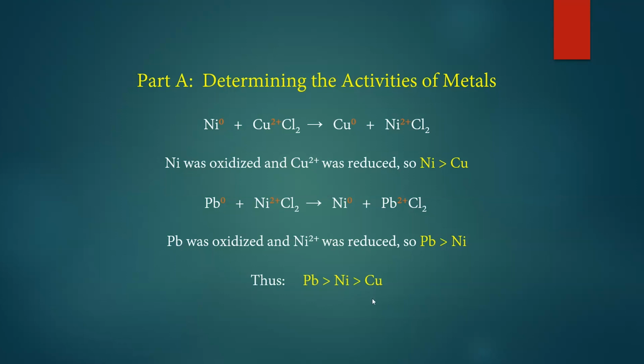You're going to do this same thing for the 6 elements in Part A. You're going to do a series of 7 reactions, and using those results, you'll come up with an overall ranking for your 6 elements.